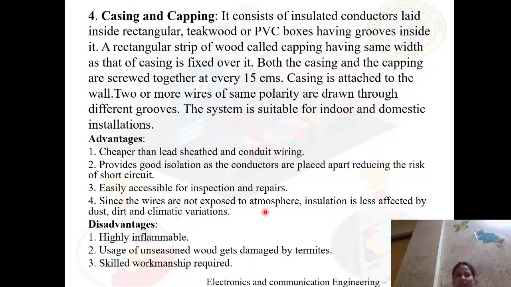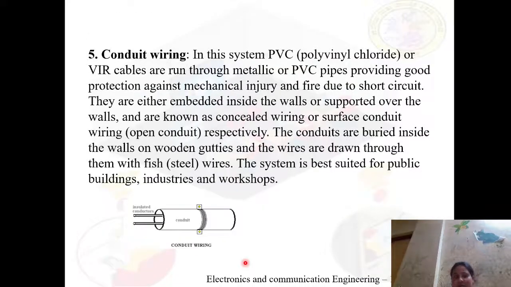Since the wires are not exposed to the atmosphere, the insulation is less affected by dust, dirt, and other climate variations. The drawbacks or disadvantages are they are highly inflammable. So usage of unseasoned wood would get damaged by termites, and skilled manpower is also necessary.